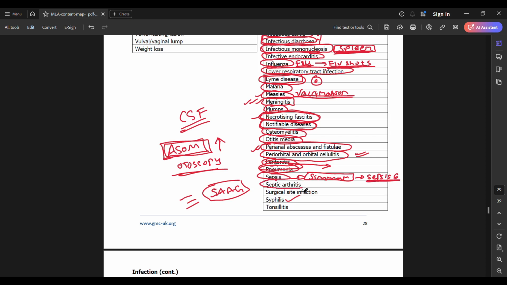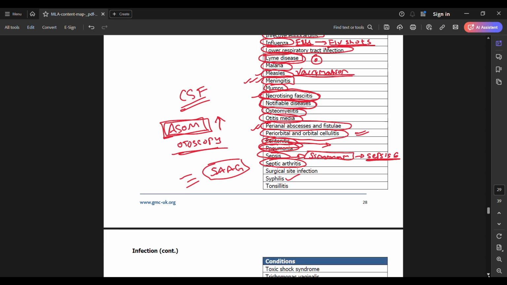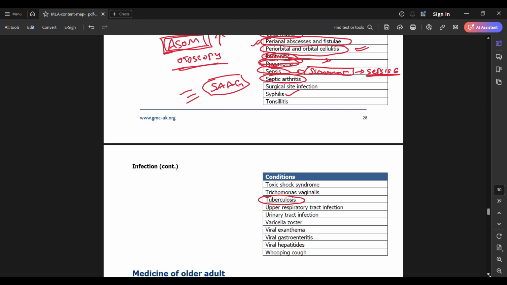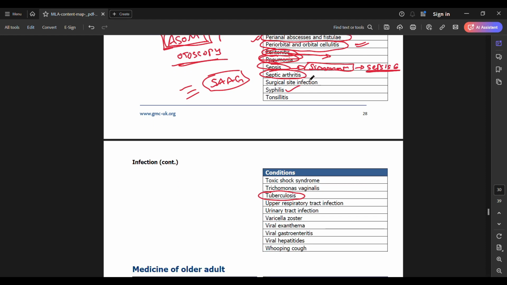Next, you have septic arthritis. This is usually a differential diagnosis in the case of your joint pain scenarios. Do it well, know how it presents, know what you need to do in these cases. Okay. Next, you have surgical site infection.